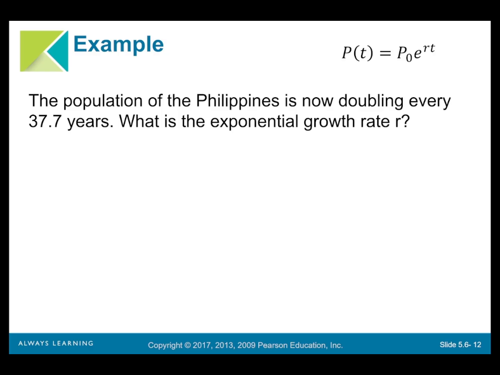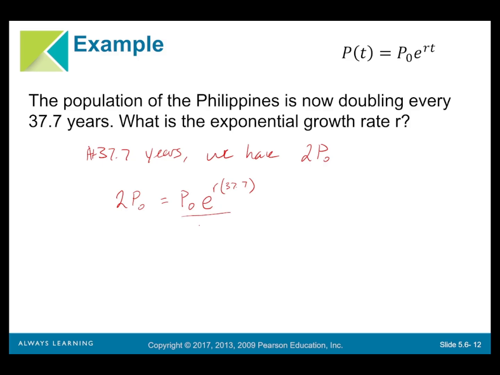What we know is that after 37.7 years, we have 2 times P0 as our population, which means I could fill this out as, well, twice our initial population, whatever it was, is the population of the Philippines. And that's going to be P0 times e to the r 37.7. It took 37.7 years to get twice our initial population. And so when we fill out these components, we still have a P0 in our equation, but we also see that we have an R value that we can solve for.